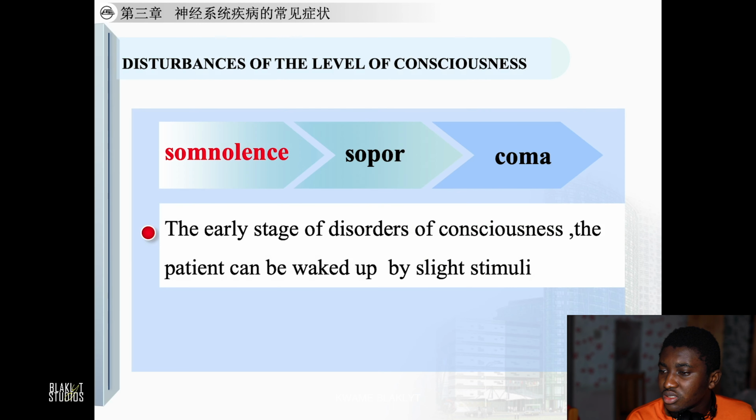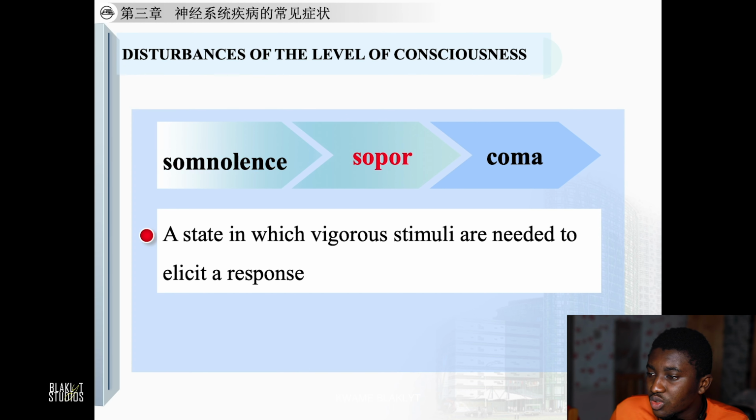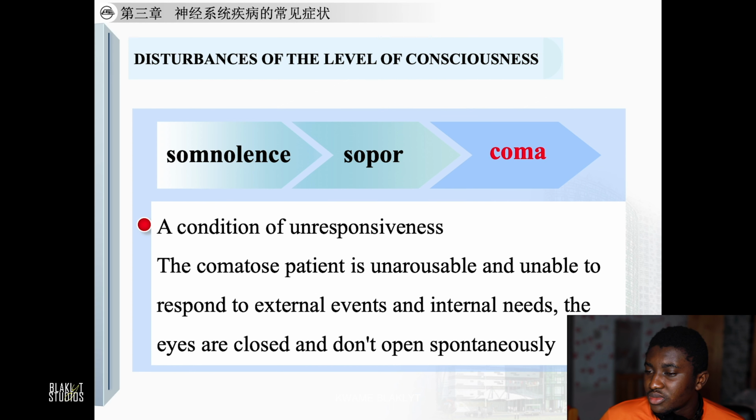Somnolence: the early stage of disorders of consciousness, the patient can be woken up by slight stimuli. Sopor: a state in which vigorous stimuli are needed to elicit a response. And we've got coma, a condition of unresponsiveness. The comatose patient is unarousable and unable to respond to external events and internal needs. The eyes are closed and don't open spontaneously.